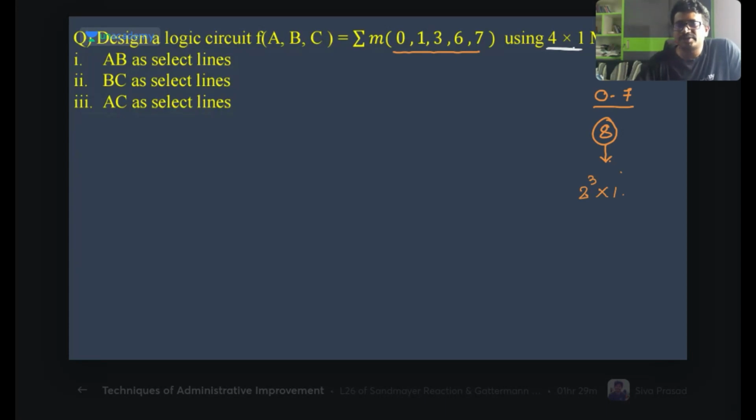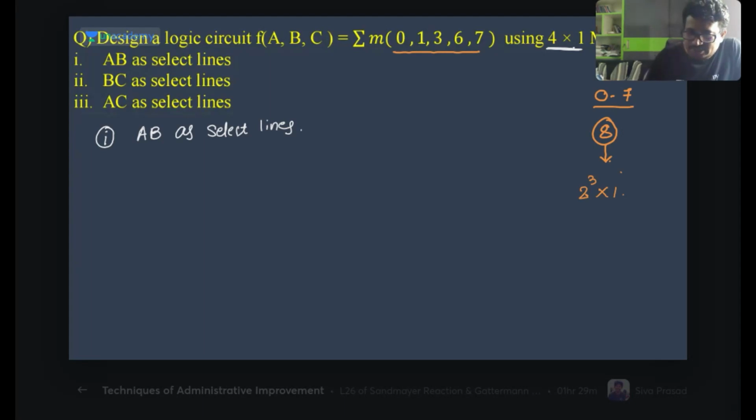I don't have an 8 by 1 mux. For this, what do we need to do? Let's see. For the first one, we are taking AB as select lines. AB I'm taking as select lines. AB as the select lines means the other one is C. C we should not take as select lines, isn't it?